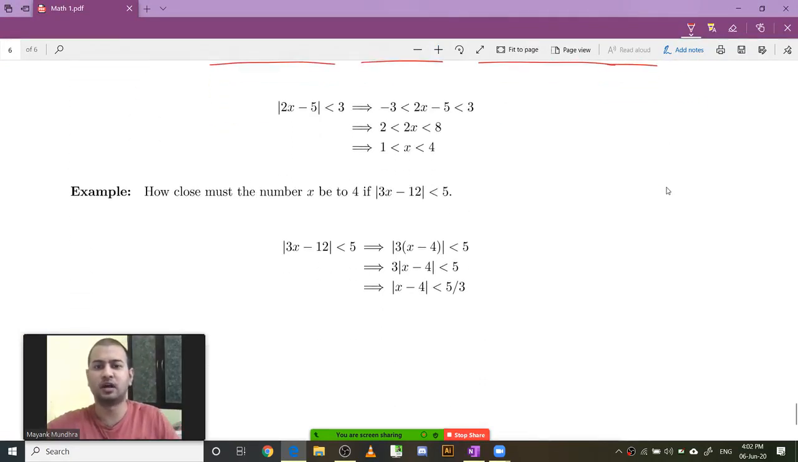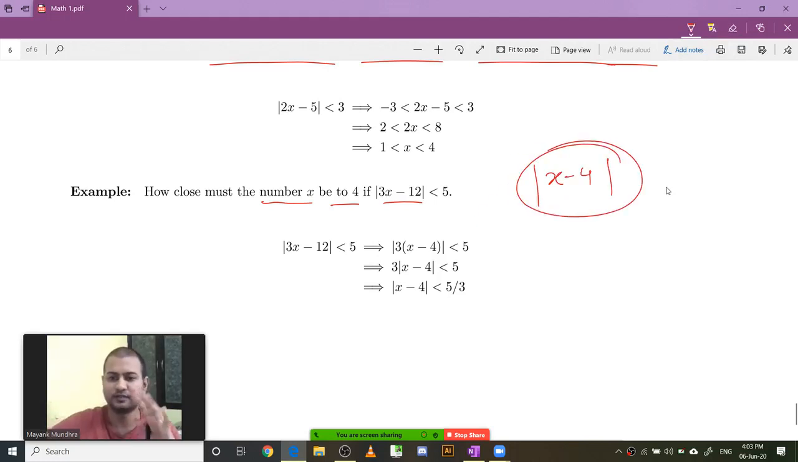Similarly, you have another problem, which is a little modified. How close must number x be to 4 if mod of 3x minus 12 has to be less than 5? So I have to find how close the number has to be to the number 4. Let's say t equals x minus 4. This modulus represents the distance of x from the point 4.